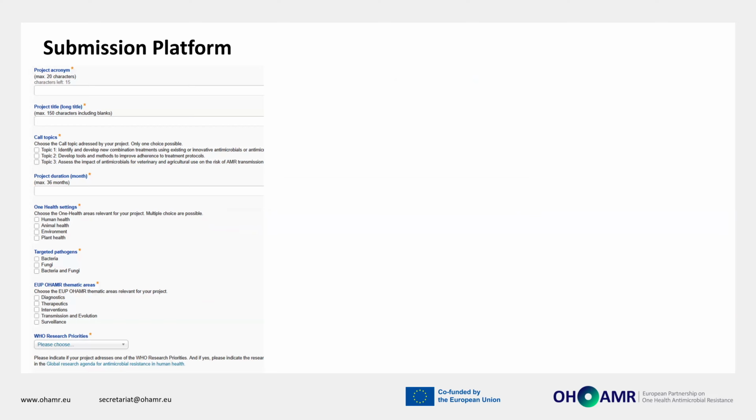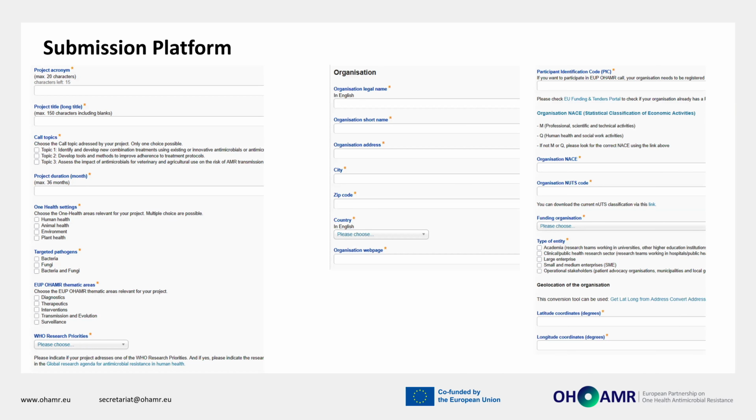You will need to provide detailed data about your proposal, starting with the general information, such as the acronym, project duration, One Health settings, targeted pathogens, and thematic area. You will also need to provide detailed information about each partner's organization and department, including their address and several identifiers, such as the Participant Identification Code, the NACE code for Economic Activity Statistics, and the NUTS code for Territorial Statistics. The submission platform provides direct links to help you obtain all this information, for example, through the EU Funding and Tenders portal.